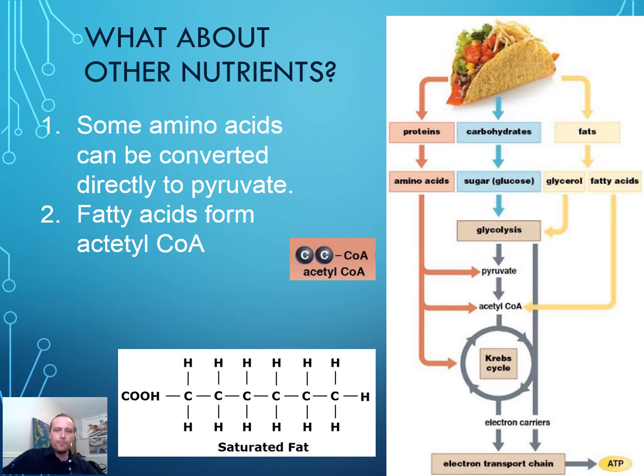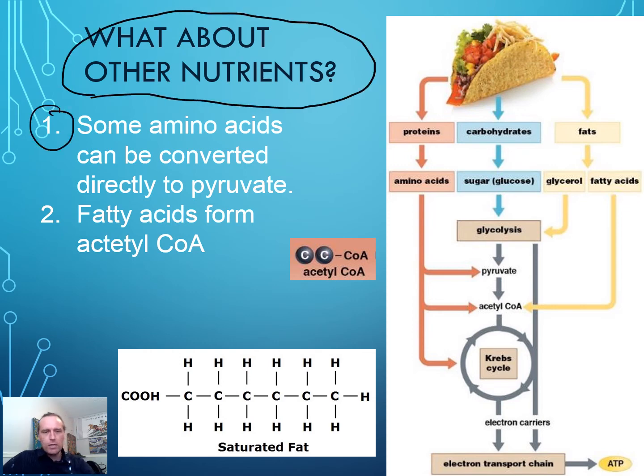Okay, so what about other nutrients? Number one, some amino acids can be converted directly into pyruvate. Remember that there are 20 amino acids, so it varies what happens to them. Suffice to say this, amino acids enter respiration at various stages. Some of them enter as pyruvate, some of them enter into the acetyl-CoA step, and then many of them go into the Krebs cycle.